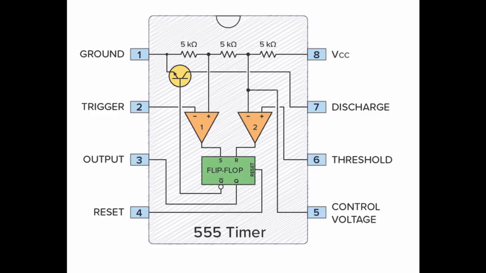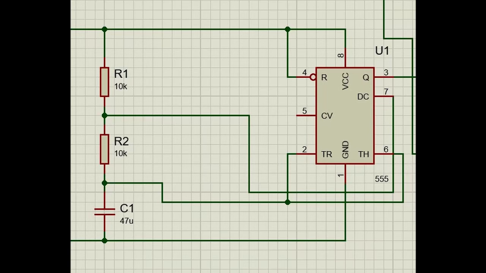Pins responsible for making the output go high and low are the trigger pin, pin 2, and the threshold pin, pin 6. The trigger pin is responsible for setting the output high. When the voltage on the trigger pin goes lower than 1/3 of VCC, comparator 1 output becomes high and sets the flip-flop high, which in turn sets the output pin high. Pin 6 is labeled threshold. When its voltage exceeds 2/3 of the VCC, it is responsible for resetting the output back to low. Here, trigger and threshold pins are shorted, so they respond to the capacitor charging and discharging and get self-triggered.